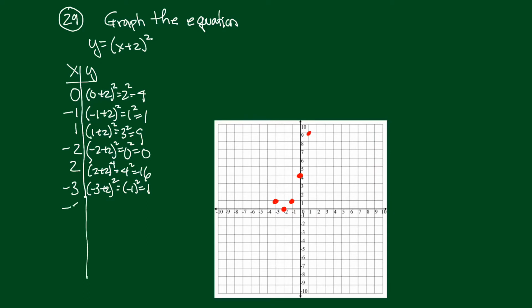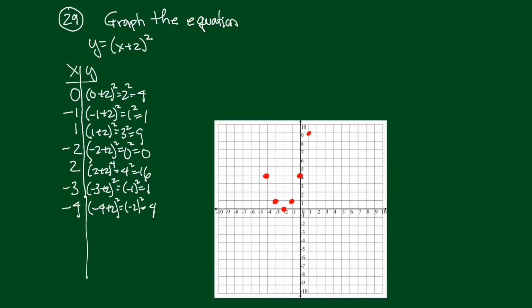Let's go out to 4 to the left. So if you put in -4, you get -4 plus 2 squared is -2 squared, which is 4. So from the origin, we're going to go to the left 4, up 4. So let's put a point there.